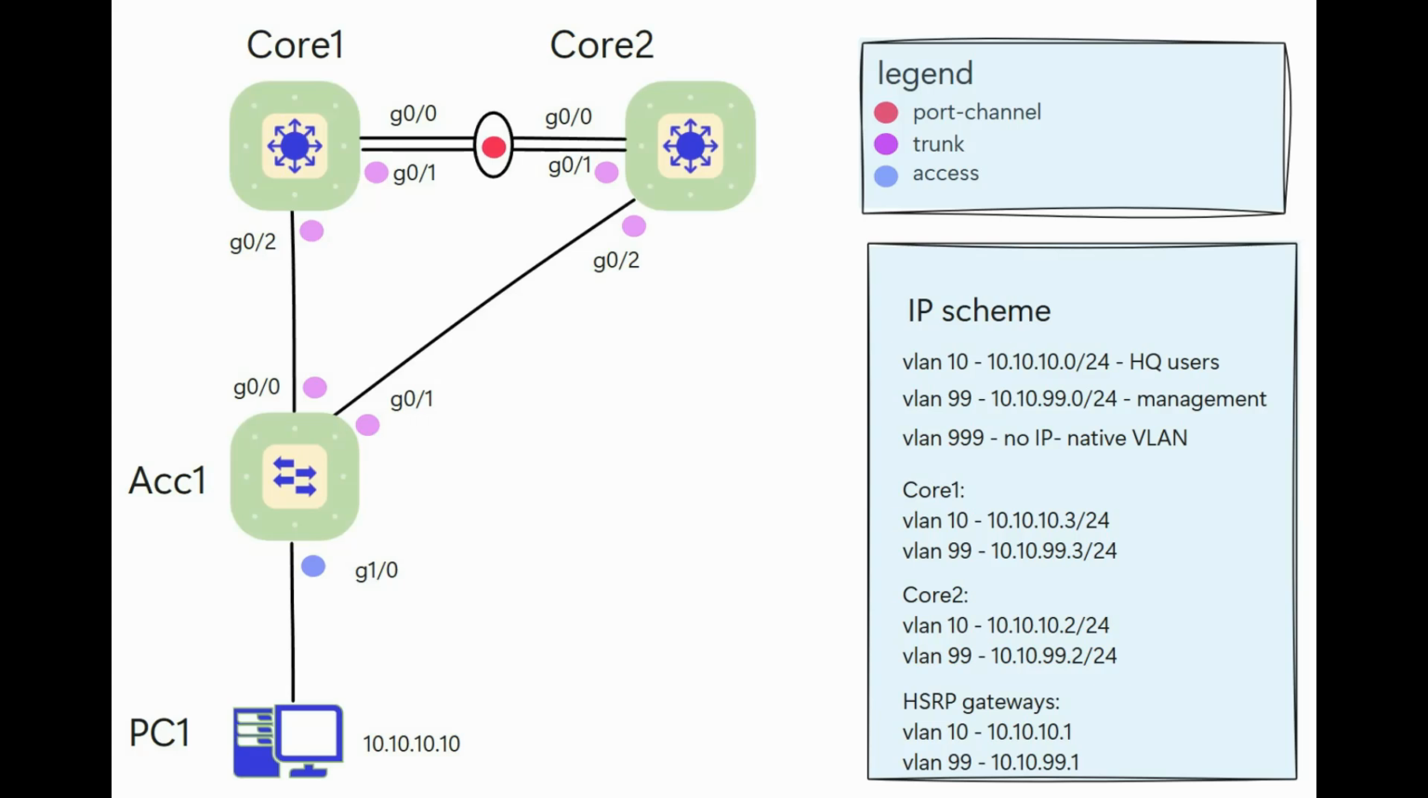In the next episode, we'll expand this network by adding the server farm, creating VLANs for application and database servers, and running OSPF Area 0 across our core switches.